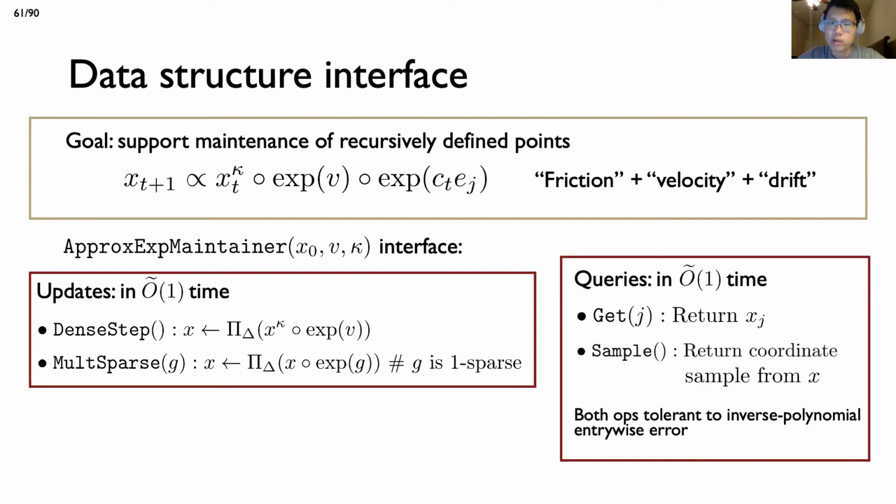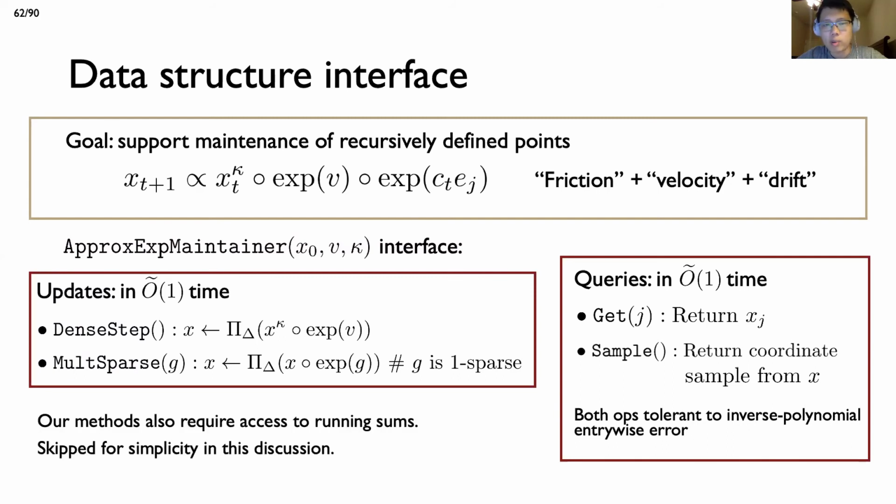It also needs to support two kinds of queries. The first asks for coordinates of the current iterate, and the second asks to sample from it. We need sampling access to compute our estimators. Here, we note that both operations are robust, up to inverse polynomial error entry-wise. In our paper, the interface also provides update and query access to running sums. We'll skip this for simplicity.